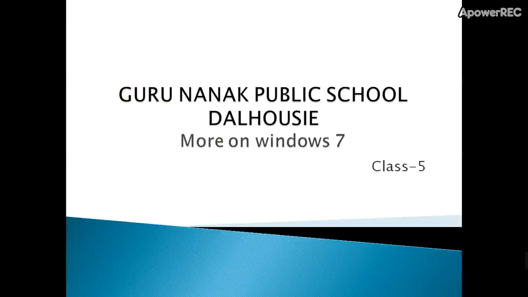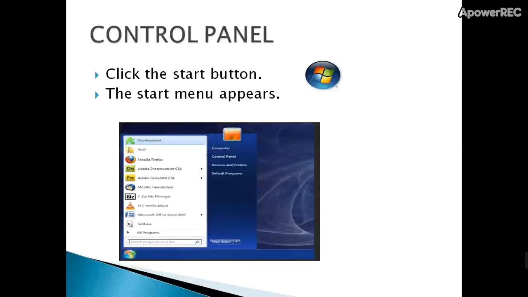I told you that it is a system folder which allows you to make changes in the appearance and current settings of Windows. So how will we open the control panel? We will click on this start button icon. Then the start menu will appear. You can see this figure.